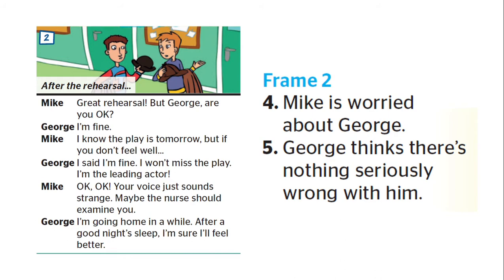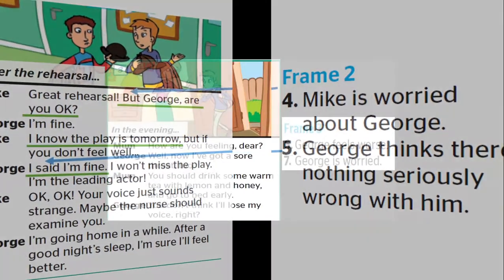Move to frame number 2. George's mom is worried about George. What is the sentence to prove that? Yeah, but George, are you okay? Excellent. George thinks there is nothing seriously wrong with him. Which sentence proves that? You are great, my students. I know the play is tomorrow, so he cannot quit. Now I said I'm fine. So here, nothing seriously wrong with him, by saying that I'm fine.